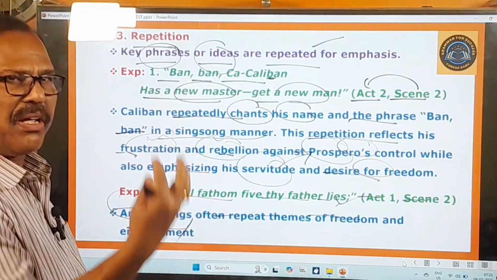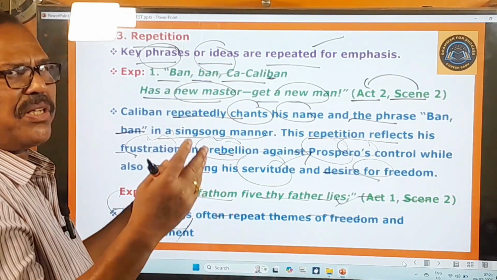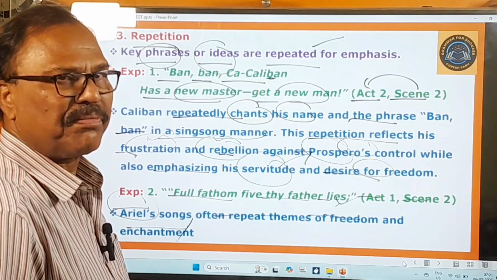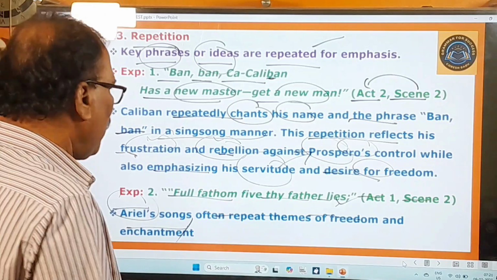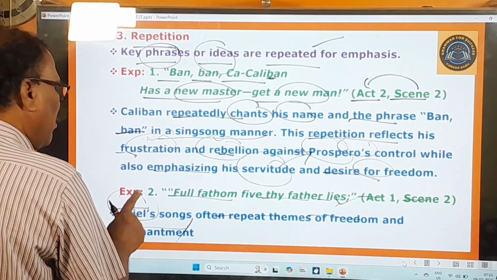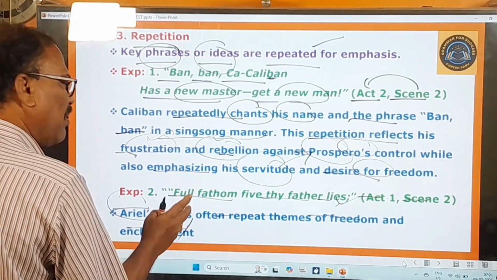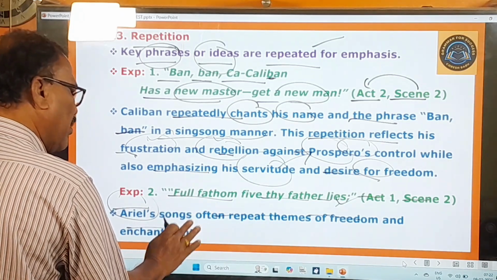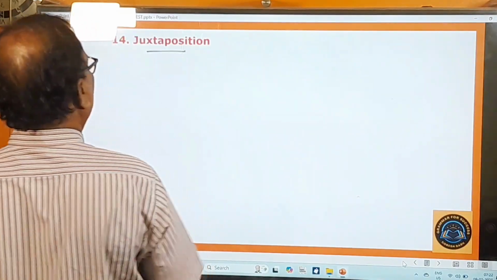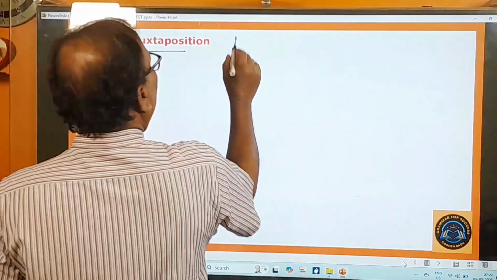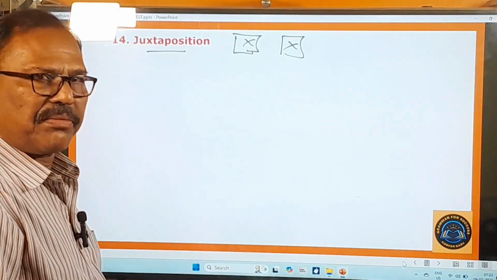Enchantment means fascination, attraction. On that beautiful island, there is all attraction, all fascination: beautiful trees, beautiful brooks, beautiful birds, beautiful animals. Everything was so beautiful on that island. So Ariel, through her songs, expresses the desire for freedom and also the praise for this enchantment of the island. Okay. And now you move on to the last literary device, juxtaposition. Juxtaposition means keeping two things side by side and comparing and contrasting.